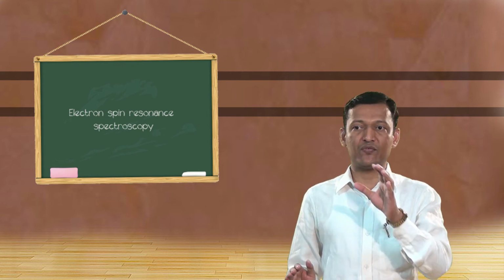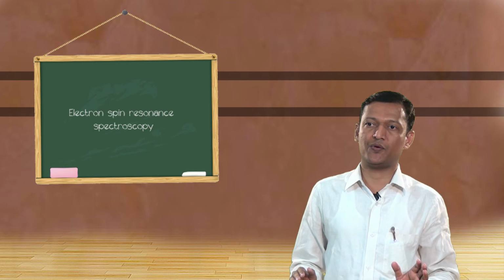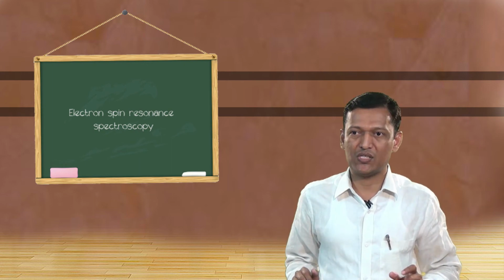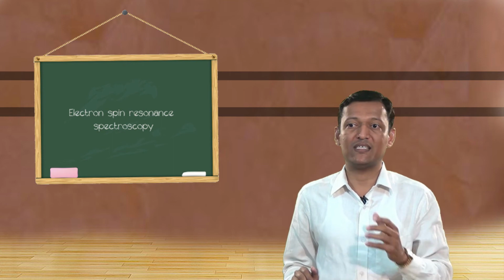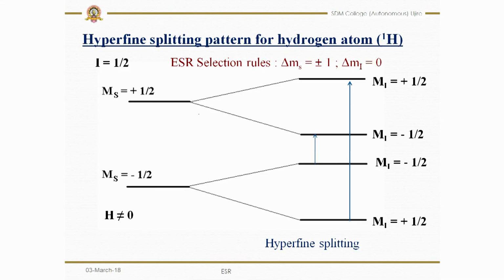Now as we can see on the screen, we find four energy levels and we can expect three transitions. But the permitted transitions are governed by a rule, the ESR selection rule. Which transitions are allowed will be decided based on this ESR selection rule. The ESR selection rule says that in case of a permitted transition, the change in ms value should be either +1 or -1, and there should not be any change in the mi value. These are the two ESR selection rules. Based on this we decide which transitions are permitted.